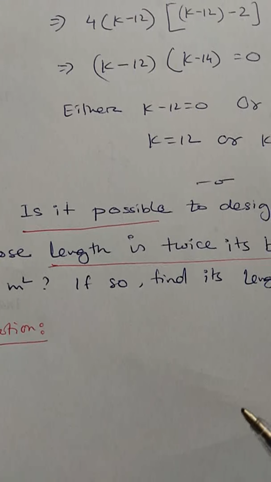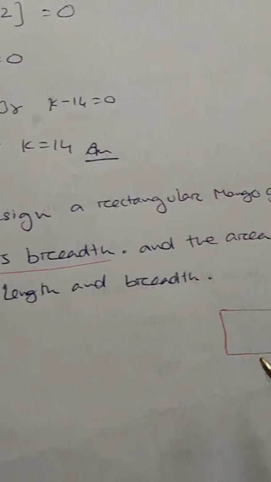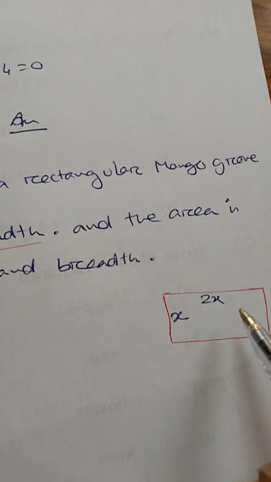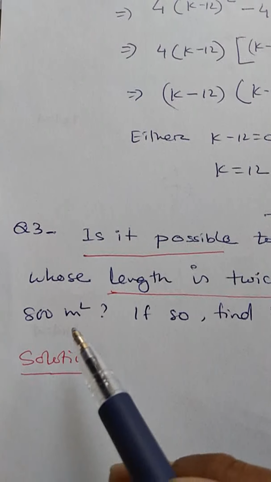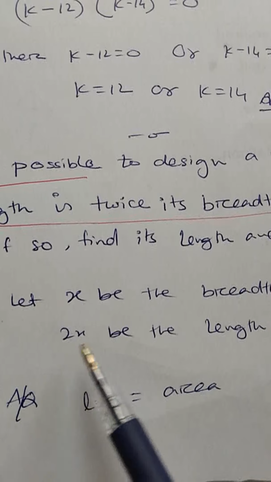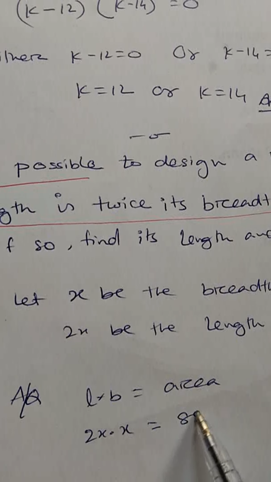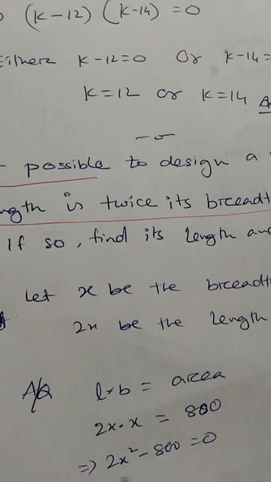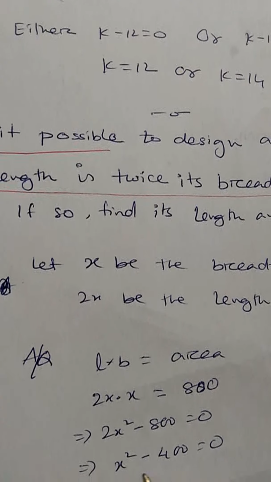So for this, first of all, we have to make a quadratic equation by the given condition, and here the given condition is length is twice its breadth. So in the rectangular grove, if we take breadth as x, then length will be 2x, then its area will be L into B, and moreover the area value is given, which is 800 meter square. So let us make the equation. As L into B is area, length we have taken 2x, breadth will be x, so this will become 2x into x equals area, which is given 800. So then this would be 2x square minus 800 equals 0. Taking 2 common both sides, we can get x square minus 400 equals 0. So this is the quadratic equation.